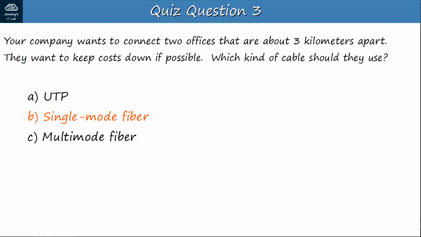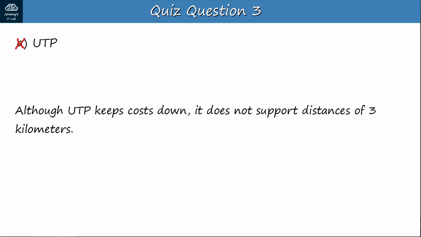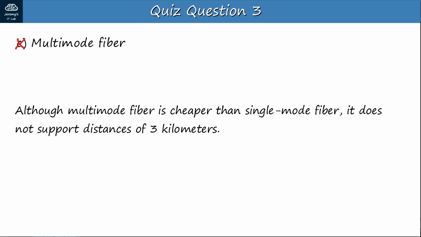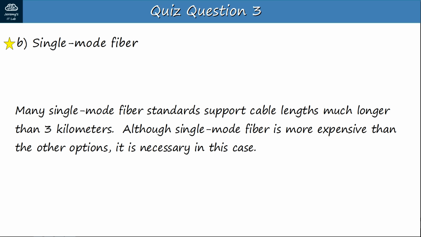Let's check the answers. Although UTP keeps costs down, it does not support distances of 3 kilometers. So A, UTP, is incorrect. Although multimode fiber is cheaper than single-mode fiber, it also does not support distances of 3 kilometers. So C, multimode fiber, is incorrect. Many single-mode fiber standards support cable lengths much longer than 3 kilometers. Although single-mode fiber is more expensive than the other options, it is necessary in this case. So B, single-mode fiber, is the best answer.